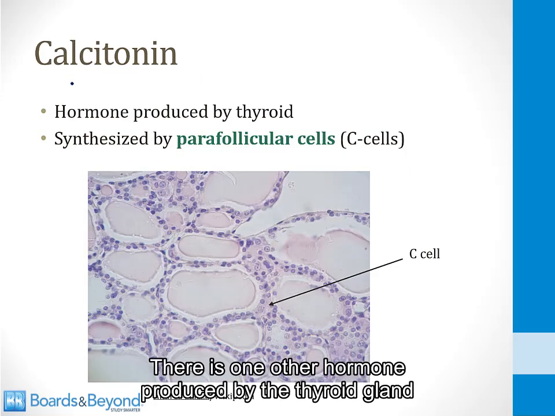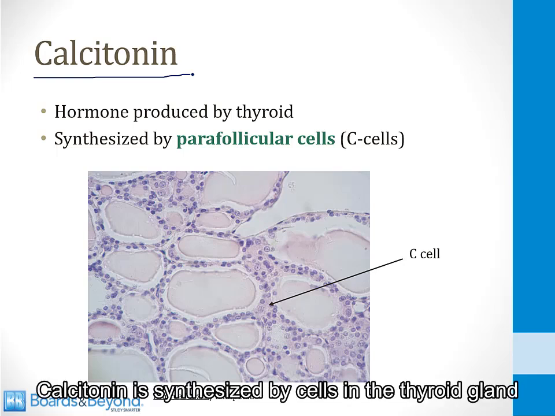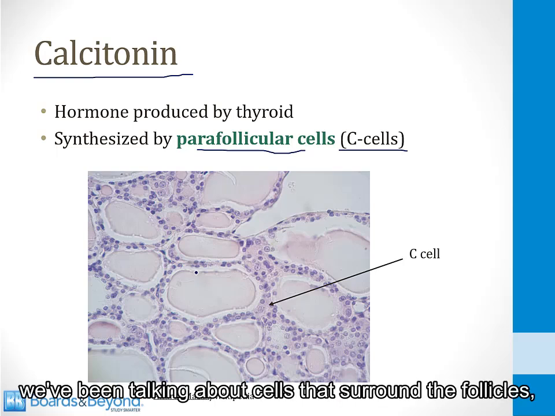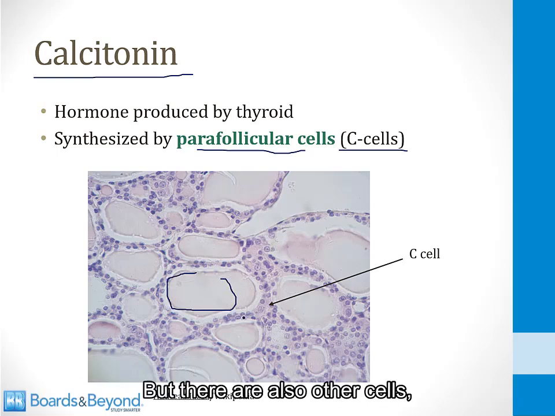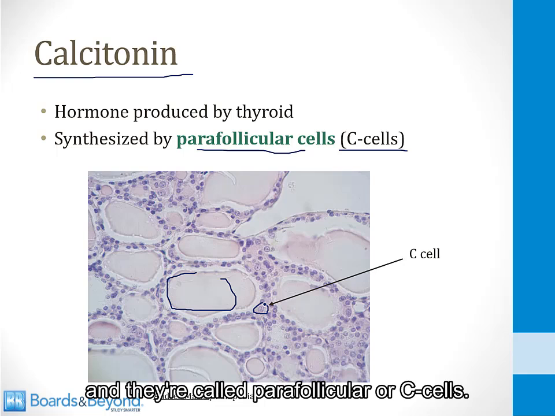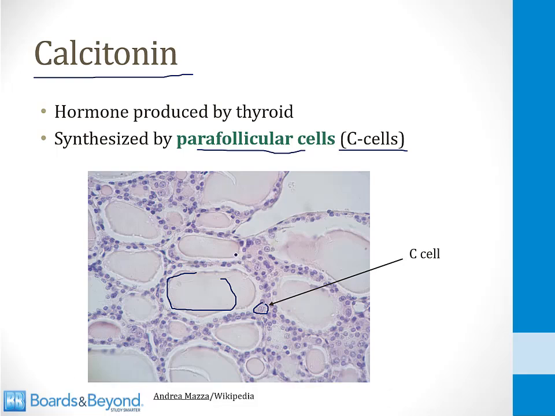There is one other hormone produced by the thyroid gland other than thyroid hormone, and that is the hormone calcitonin. Calcitonin is synthesized by cells in the thyroid gland called parafollicular cells. They're also called C cells. If you look at this image on the screen, we've been talking about cells that surround the follicles. Those are the follicular cells. But there are also other cells like this one right here, which can be found, and they're called parafollicular or C cells, and those are the cells that secrete calcitonin.